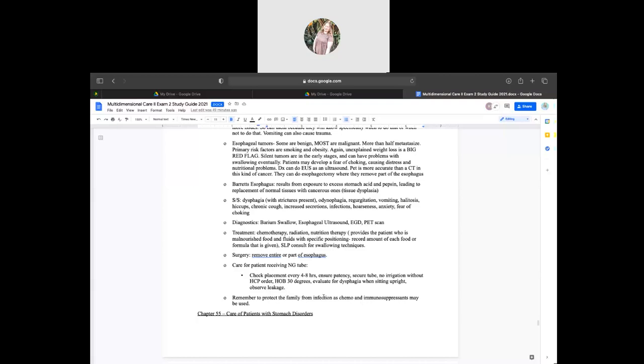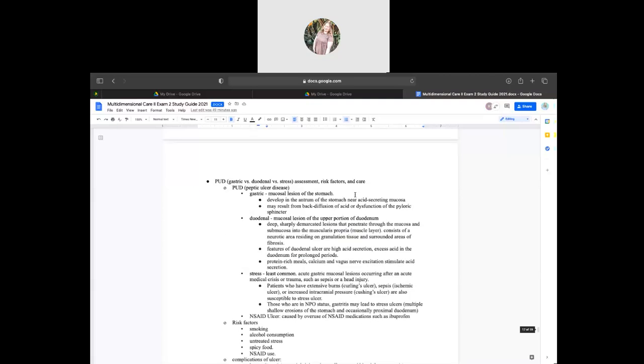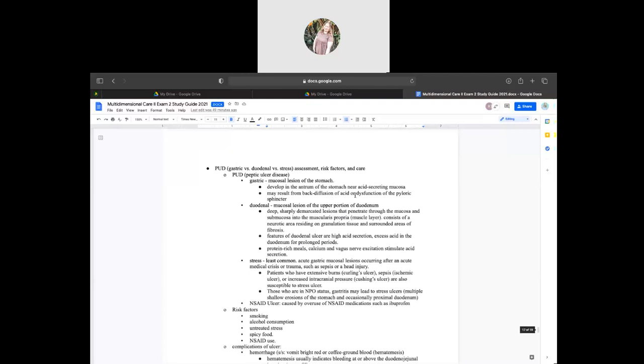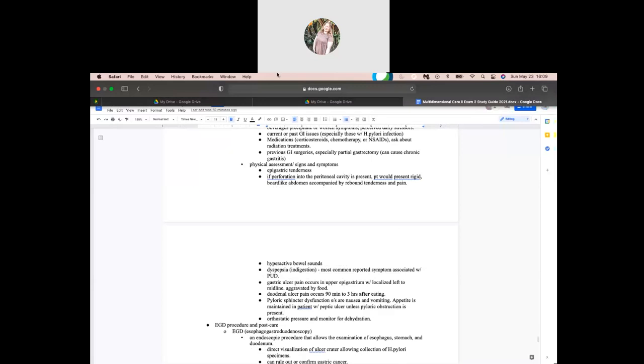Remember to protect the family from infection if the patient is going through chemo or using immunosuppressants. So that is going to be part 2 of the MDC2 review, and this is mainly on the oral cancers and the esophageal problems. Okay?